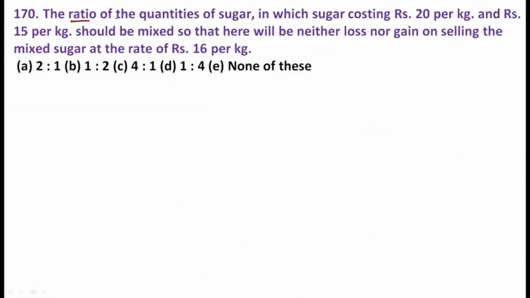Next. In what ratio should sugar costing 20 per kg and 15 per kg be mixed so that one gets neither a loss nor a gain if the mixed sugar is sold at 16 per kg? There is no profit, no gain. So the first sugar is 20 per kg, the second is 15, and the overall cost is 16. Now you just find the ratio.